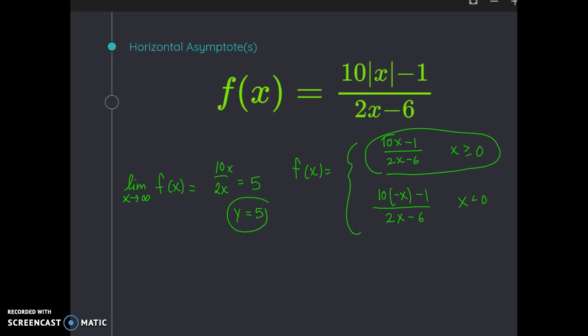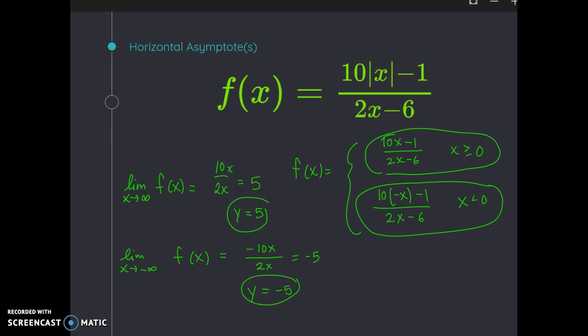I can do the same thing as x goes to negative infinity. As x goes to negative infinity, I would use this part of the definition. And so that means that the dominant term would be negative 10x over 2x, which would be negative 5. So I have a horizontal asymptote at y equals negative 5. And that's what we saw when we graphed it, but now we've examined how you would find that without relying on technology.